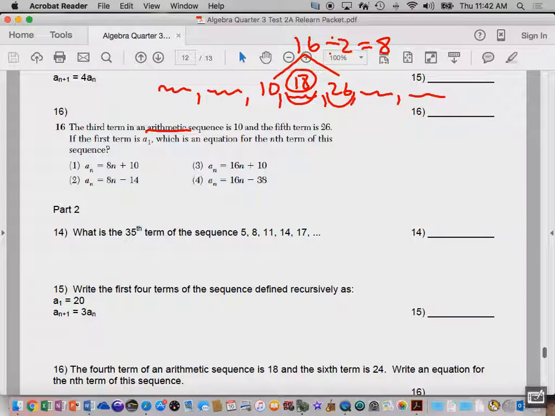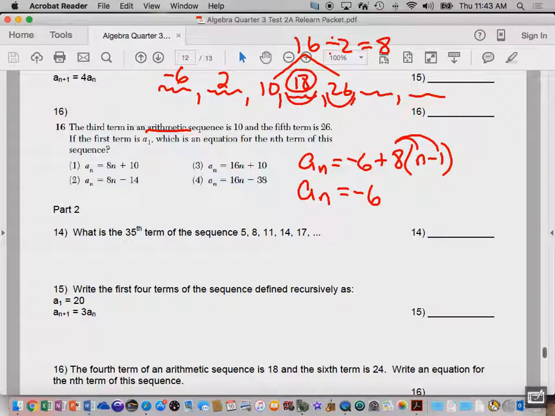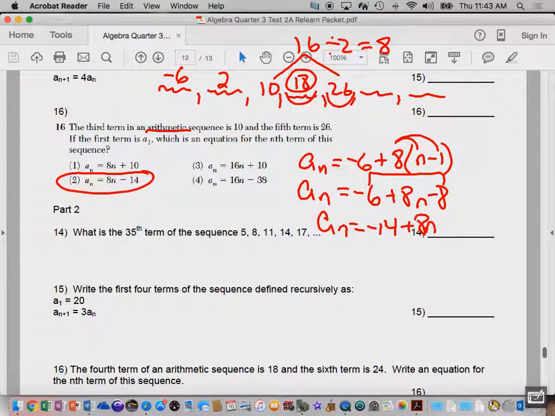And if I go backwards, 10 minus 8 would become 2, and then 2 minus 8 would be negative 6. So I look for a choice that says a sub n equals the first term, which is negative 6, plus the common difference, which is 8, times n minus 1. And I don't see that choice anywhere. But I can distribute the 8 here, and I get a sub n equals negative 6 plus 8n minus 8, and then I can combine like terms, and I get a sub n is negative 14 plus 8n. And that is the same as choice 2.